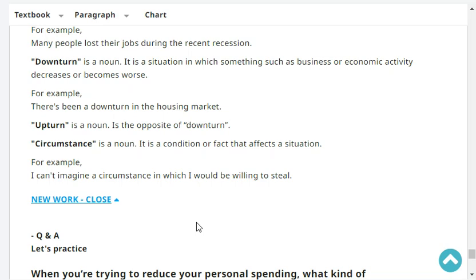Circumstance is a noun. It is a condition or fact that affects a situation. For example, I can't imagine a circumstance in which I would be willing to steal.